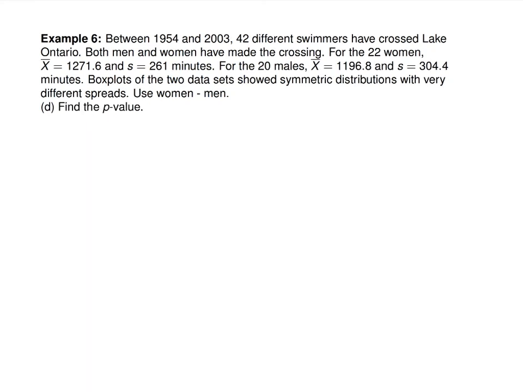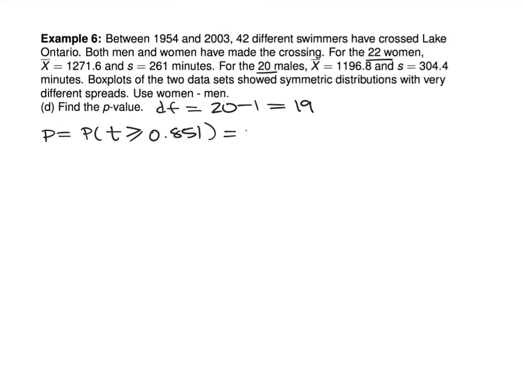All right, find the p-value. Well, in this case, for degrees of freedom, we use the smallest of the sample sizes. So 22 women, 20 males, so 20 is smaller, minus 1 is 19. So p is the probability that our test statistic is bigger than or equal to 0.851. Using Excel, probability t is less than or equal to negative 0.851, which comes out to be 0.203.